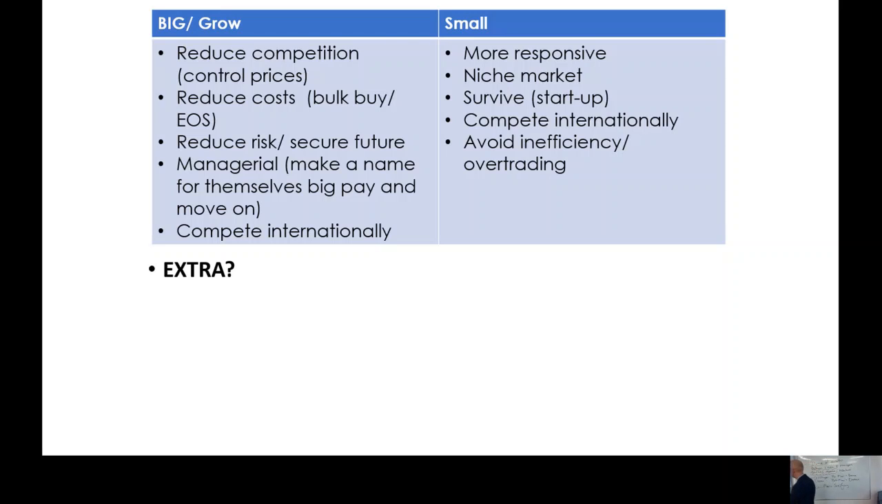It could be a managerial objective. Some CEOs like to be CEOs of increasingly large businesses. It potentially gives you higher pay because you're controlling more. And some businesses can compete internationally. So you may saturate your domestic market. You've got 100% of the market. If you want to continue to grow, you can move into international markets and compete internationally.